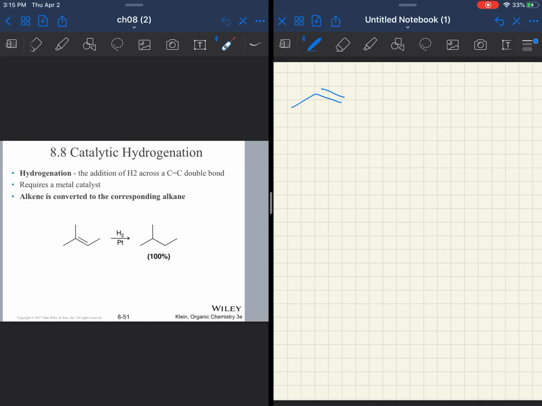Welcome to part 3 of chapter 8, where we're going to jump in at 8.8 catalytic hydrogenation. We're still looking at additions across a double bond, and instead of adding HX or H2O, now we're adding H2. Now this reaction requires a catalyst, and you see platinum on the slide. Other catalysts you might see are palladium, or palladium on carbon, or nickel.